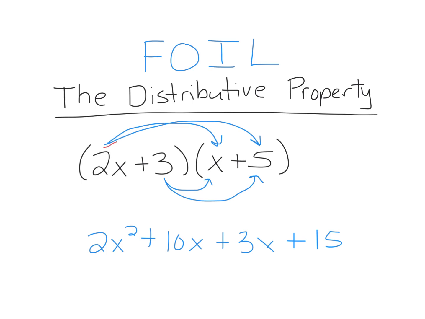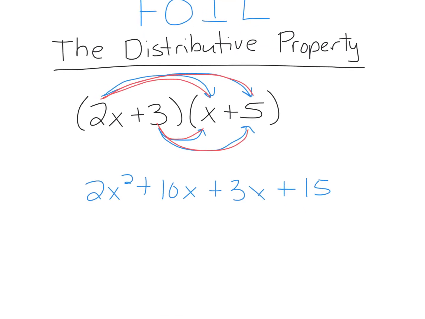FOIL, first is our first terms. Outside is our 2 outside terms. Inside is our 2 inside terms. Last is the 2 last terms. That's what FOIL stands for. Can we leave our answer like that at the bottom? No, why not? Yep, combine like terms for simplest form. So we have 2x squared plus 13x plus 15.